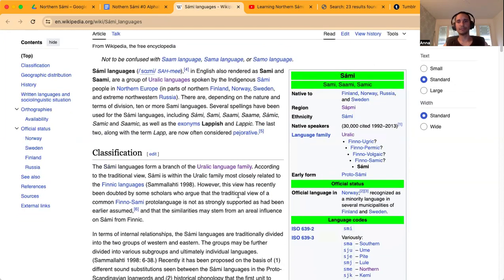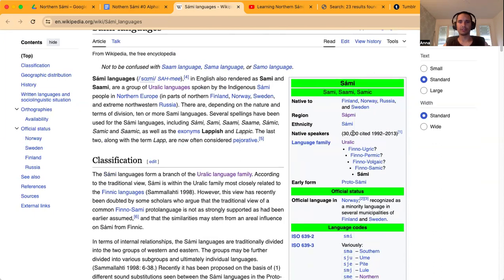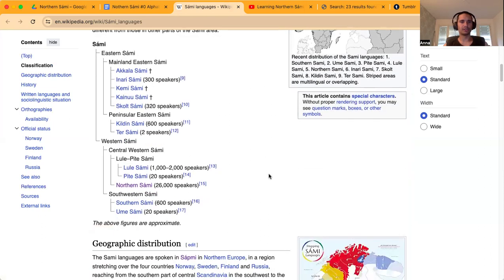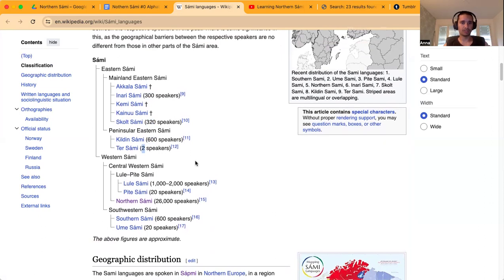So Northern Sami is the biggest one. Here it says native speakers 30,000. I've seen a lot of different numbers. So here in Wikipedia it says Inari Sami has 300 speakers, Skolt Sami 320, Kildin Sami 600, Ter Sami only 2, and these are Eastern Sami languages. And Akkala Sami, Kemi Sami, and Kainuu Sami have already gone extinct.